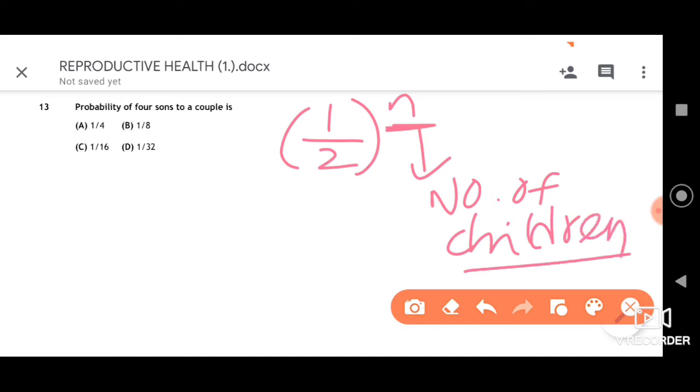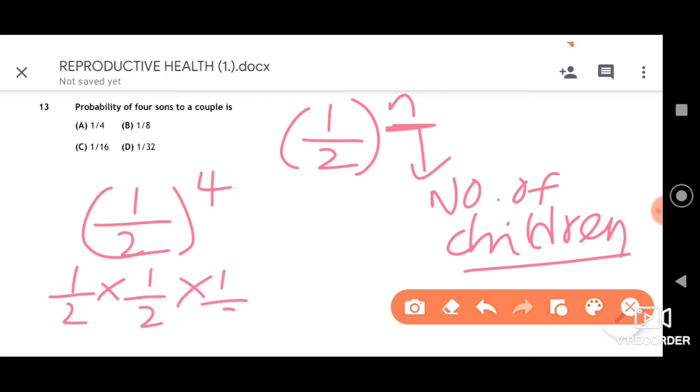If we put this formula in, we can easily come to know. 1 by 2 to the power n, with n as 4 sons. So the probability will be 1 by 2 into 1 by 2 into 1 by 2 into 1 by 2, which is equal to 1 by 16. So the probability of 4 sons to a couple is 1 by 16, dear friends. Remember the formula: 1 by 2 to the power n. So we have to go for option C, that is 1 by 16.